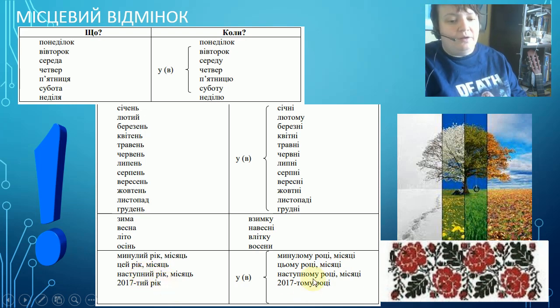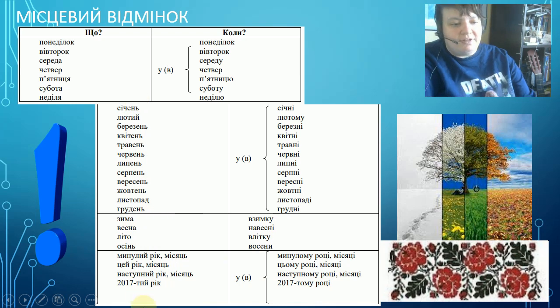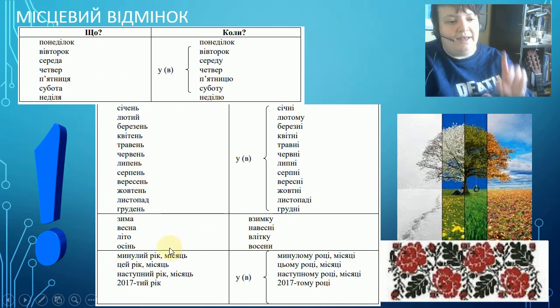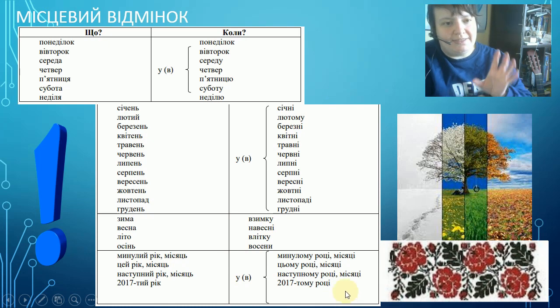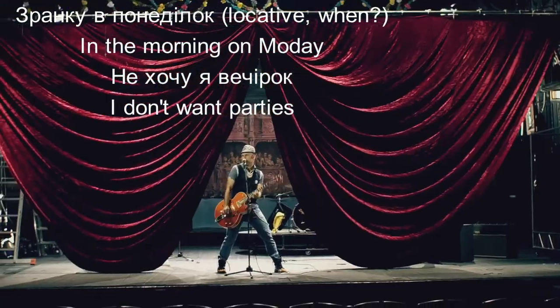Наступний рік, next year, у наступному році, next year. Наступний місяць, next month, у наступному місяці, next month, but in locative case, when. 2017 year, in 2017, 2017 рік, у 2017 році. So, you see, the difference is nominative case, again, answers the question what, just what. And in locative case, it answers the question when. That's why we need to change our nouns and to use preposition у, в. Зранку в понеділок, не хочу я вечірок.